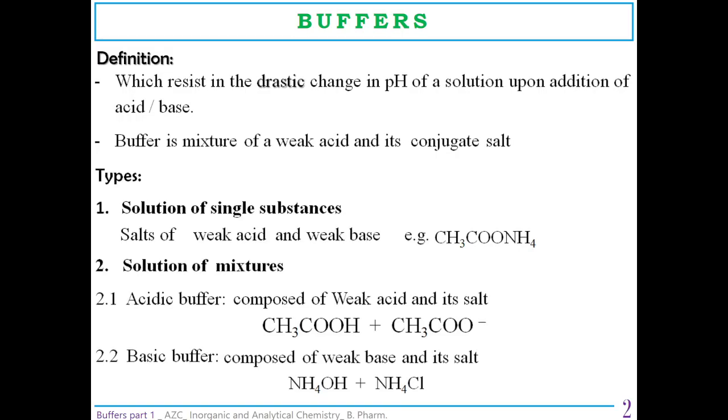Types of buffers. Buffers may be a solution of a single substance, like salts of weak acid and weak base. For example, buffer system of ammonium acetate. Buffers can also be a solution of mixtures, like acidic buffer. It is composed of weak acid and its salt. For example, buffer made up of acetic acid and its acetate salt. Basic buffer is composed of weak base and its salt. For example, buffer made up of ammonium hydroxide and its chloride salt.